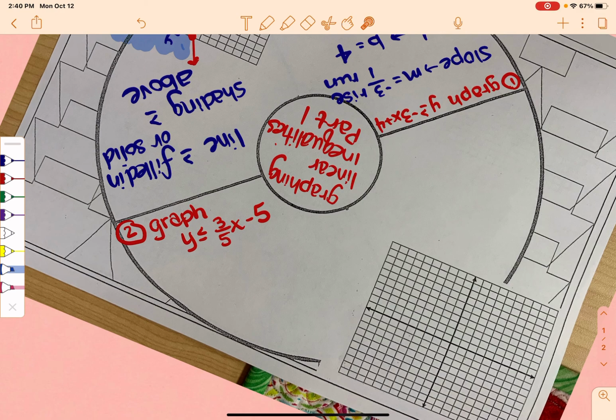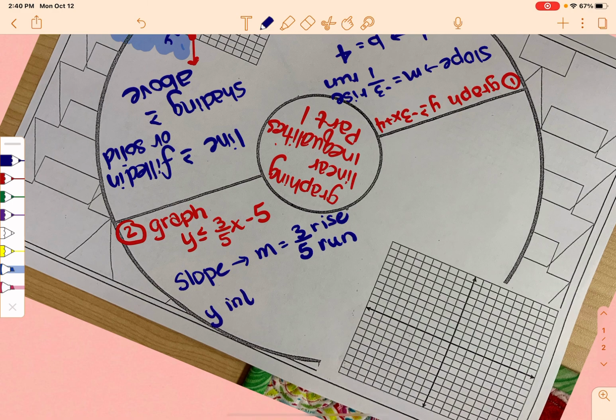So I have graph y is less than or equal to 3/5 x minus 5. If I start to pick out my important pieces, for my slope, my m value, it's going to be 3 over 5, my rise over run. My y-intercept, b, is going to be negative 5. Now make sure when you take this that it's not just 5, it's negative 5. So if it's subtraction in front of that, you've got to take it with it.